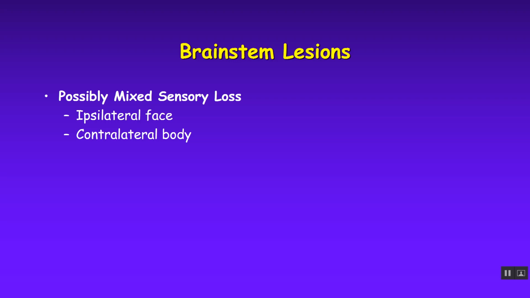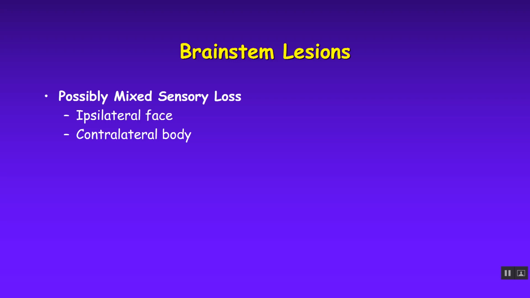But just know that if the person says my left side of my face is numb, the right side of my body's numb, you know it's a brainstem lesion, and you know it's in the left side of the brainstem, because it's always the same side as the face. It's ipsilateral loss of face, contralateral loss of body. Okay? That's what I mainly want you to get out of the brainstem lesions.